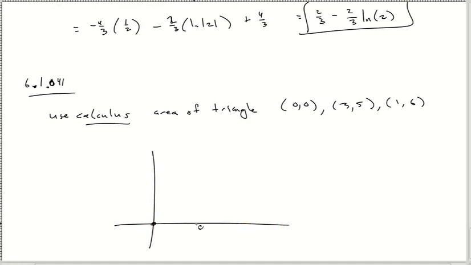Okay, so we got 0, 0. Cool. 1, 2, 3, 1, 2, 3, 4, 5. There's another point. Then we got 1, 6, and that's a 6. Right about there. There's my triangle. They want the area of that triangle. They say, hey, find the area of that triangle using calculus.